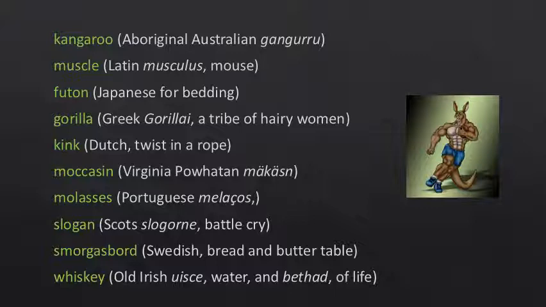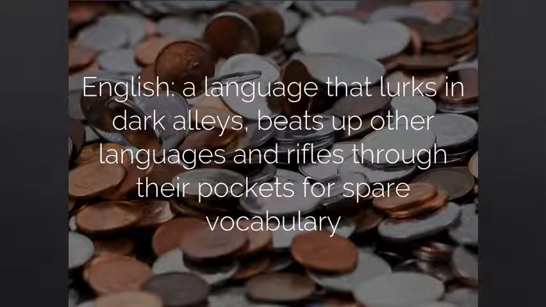So when words like this come into the English language, we get spelling patterns that you would not be able to decipher using some of the more common patterns in the English language. It is true that English is a language that lurks in dark alleys, beats up other languages, rifles through their pockets for spare vocabulary. There's a brutality to that, as well as humor, but it's linguistically very true.